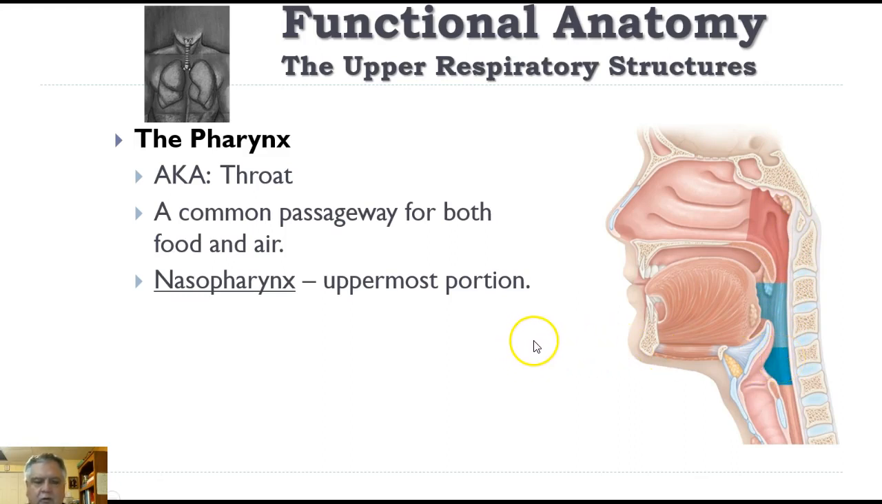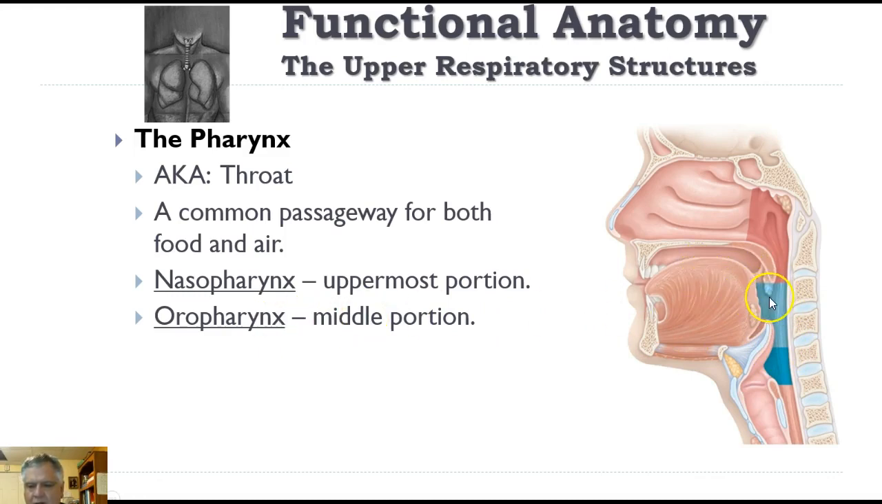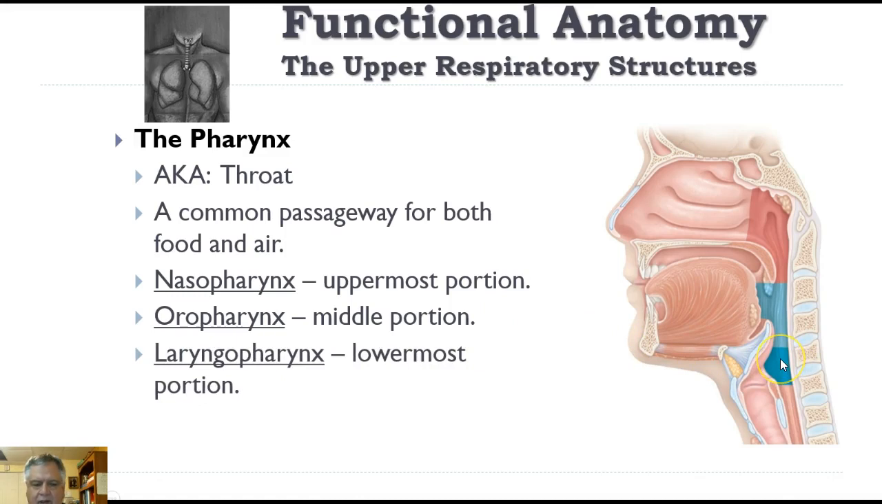The uppermost region or portion is what we refer to as the nasopharynx. It's this kind of reddish area right here that's right behind the nasal cavity. So behind the nasal cavity, we have the nasopharynx. And then we have this middle portion here in kind of light blue, and that's referred to as the oropharynx. And yep, you guessed it, it's because it's behind the oral cavity. And then the lowermost portion is right above the larynx, so it's referred to as the laryngopharynx, and that would be this kind of darker blue section that we see here.